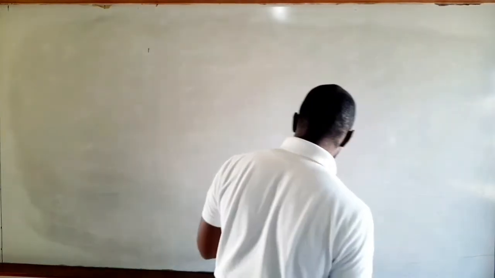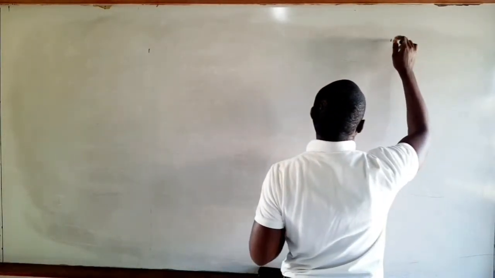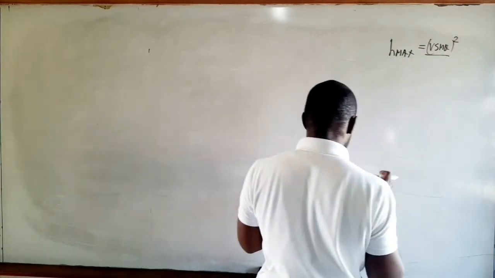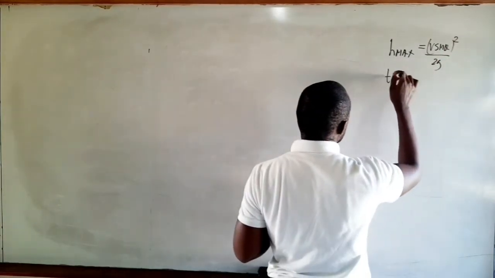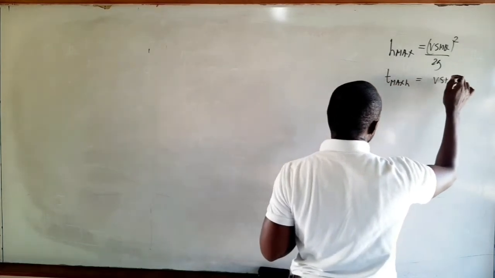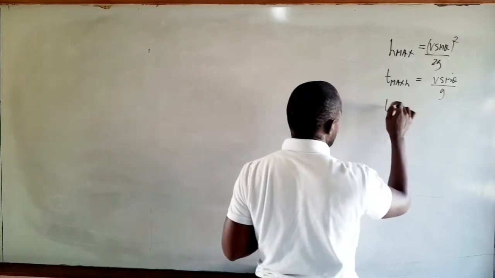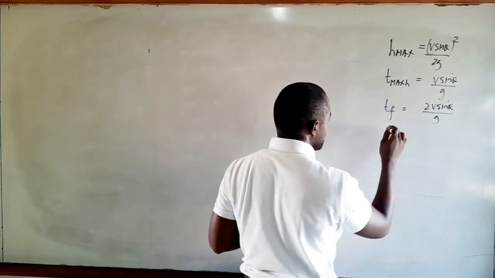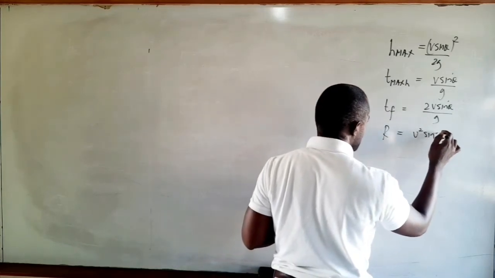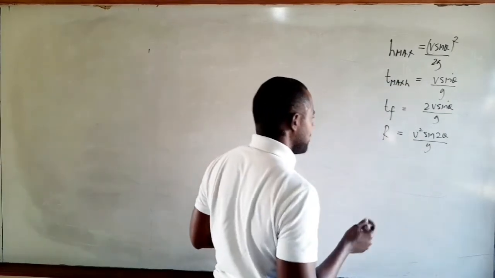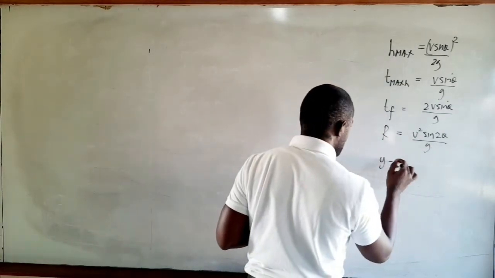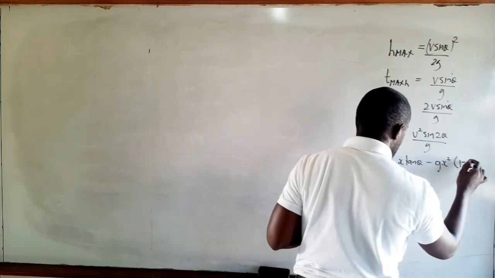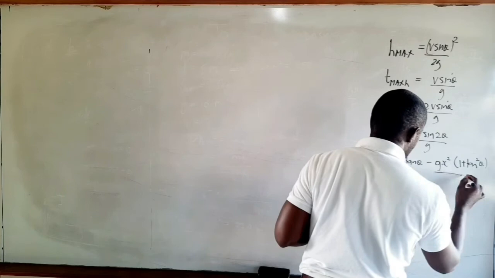The equations, for instance, are the maximum height reached, let's call that H max, which is equal to (V sine theta) all squared over 2g. The time taken to reach maximum height, let's call that T max, is equal to V sine theta over g. The time of flight is equal to 2 V sine theta over g. The horizontal range, R, is equal to V squared sine 2 theta over g. And the equation of the path is y equals x tan theta minus g x squared (1 plus tan squared theta) all over V squared.